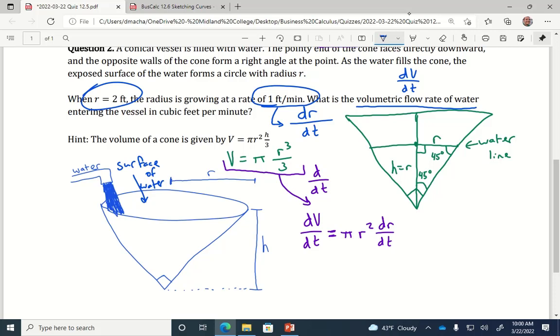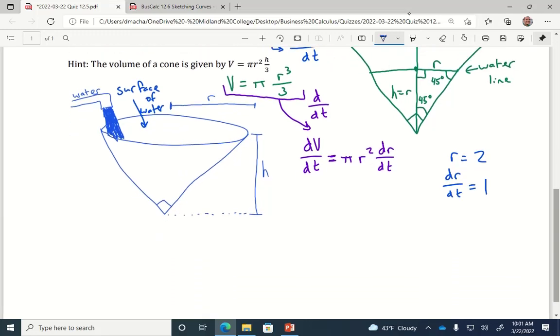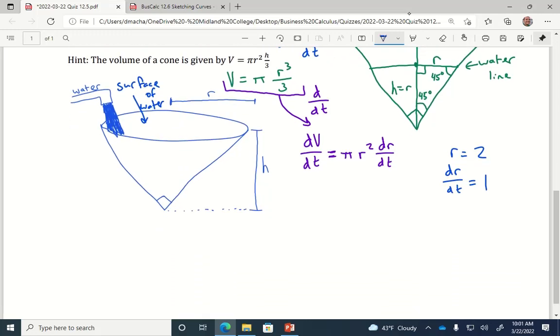So I have r is equal to 2. I have dr/dt is equal to 1 foot per minute, according to my problem. And what we're trying to find is dV/dt. Then dV/dt is going to be equal to pi times 2 squared times 1. So dV/dt is equal to pi times 4.